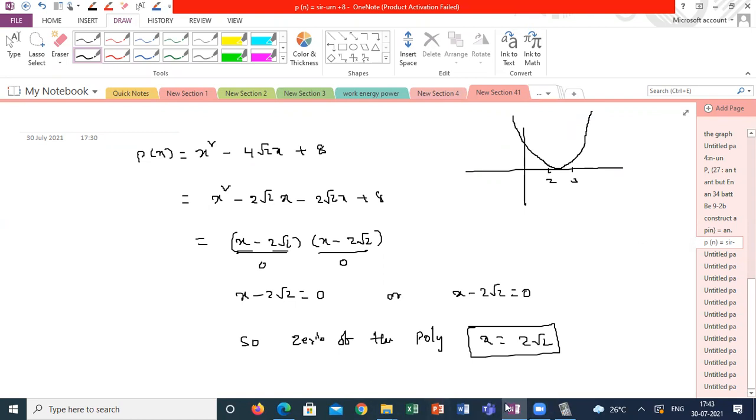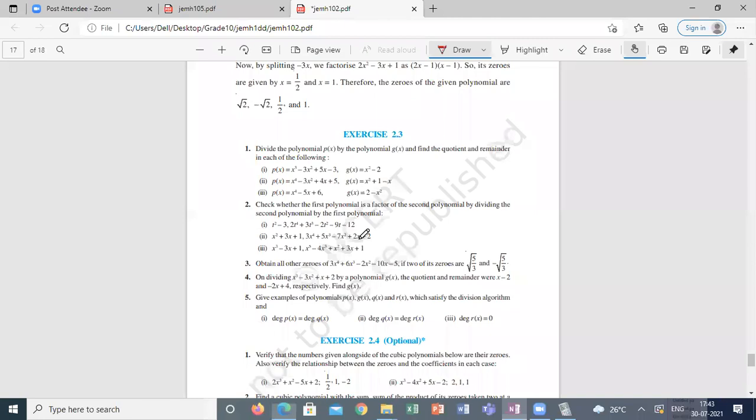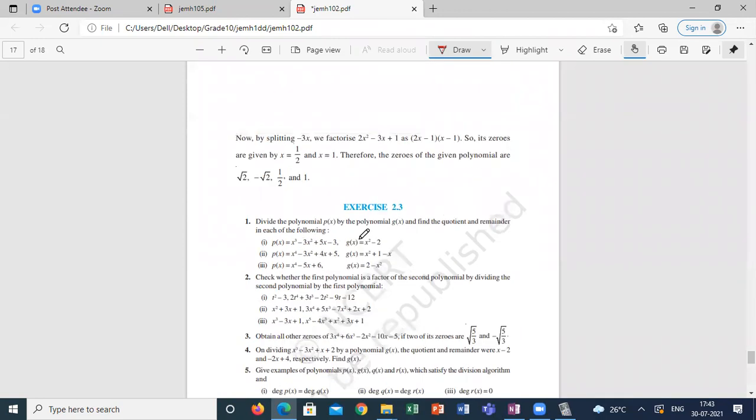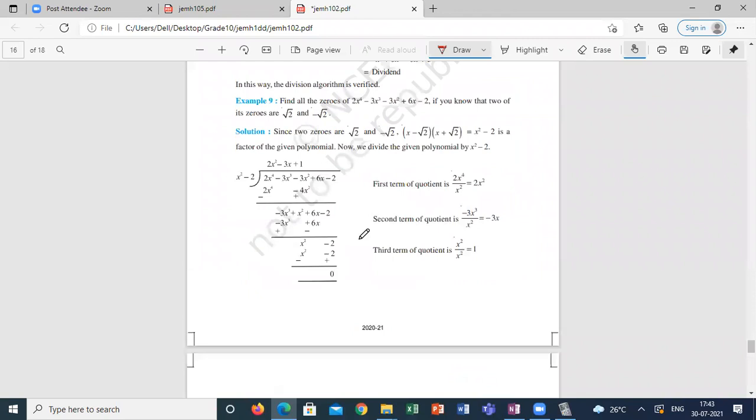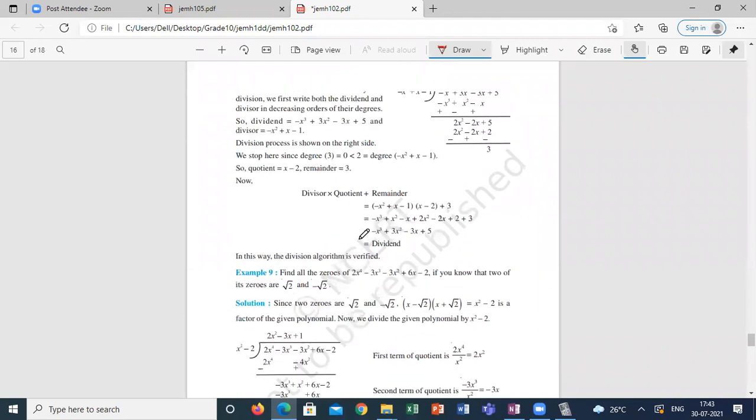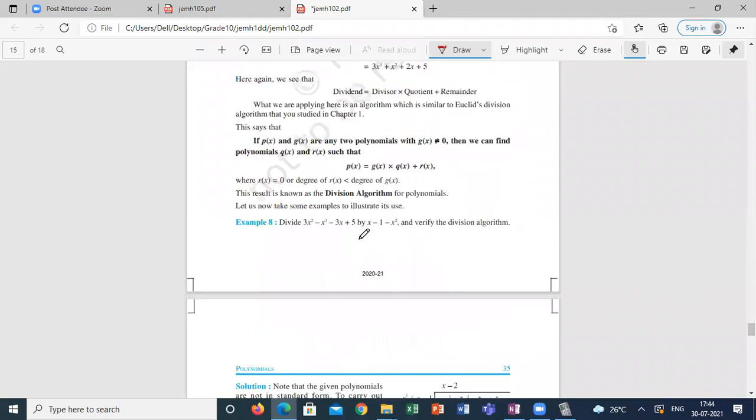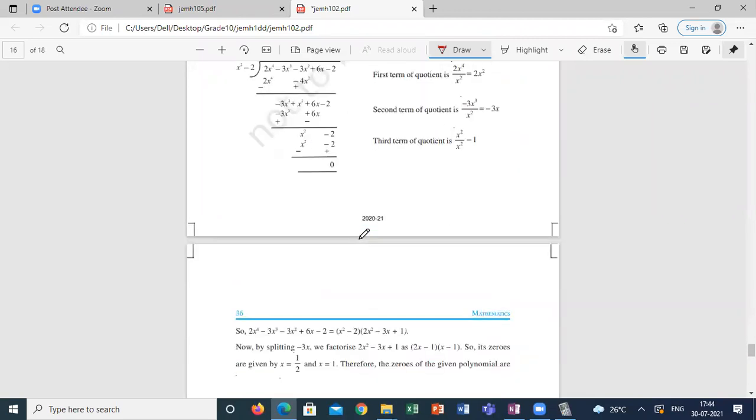Next one. Anyone want to discuss anything about the division algorithm? How to divide one polynomial by another is the major thing in the division algorithm. If two polynomials divide exactly, then the remainder is 0. That is one more concept to keep in mind. P of x is equal to g of x into q of x plus r of x. The degree of r of x, the remainder, is always less than the degree of the divisor. Anyone want to discuss the division algorithm? No, sir, it is clear, sir.